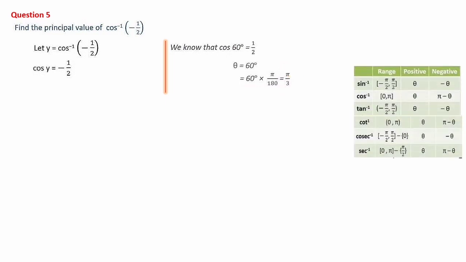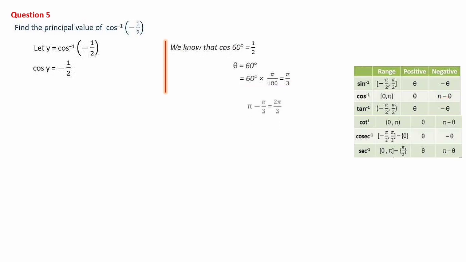Now it is shown here there is a negative sign. So negative sign means, since it is cos inverse, if it is negative the principal value is pi minus theta. So we have got theta as pi by 3. So again we have to do pi minus this angle pi by 3.